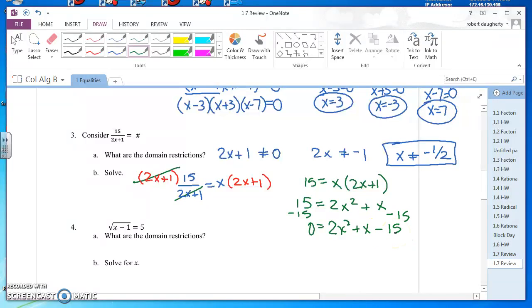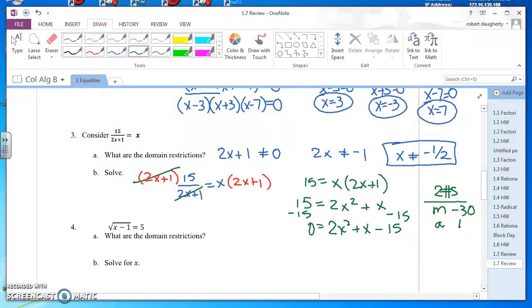You should be very comfortable at this point with what this is. This is a quadratic that we have to solve. It's a trinomial. If this can factor, I need two numbers that multiply to give me, what is 2 times negative 15? That's negative 30. So numbers that multiply to negative 30 and add to 1.